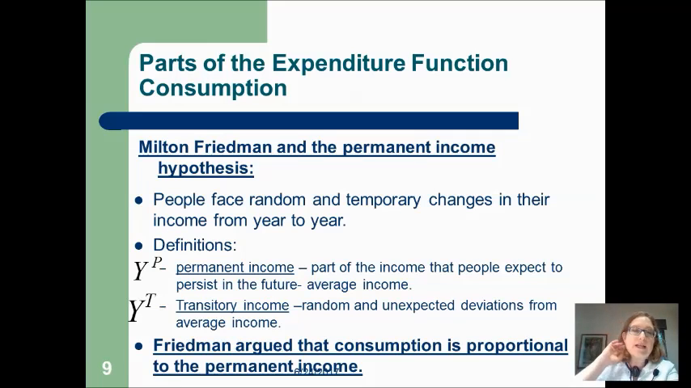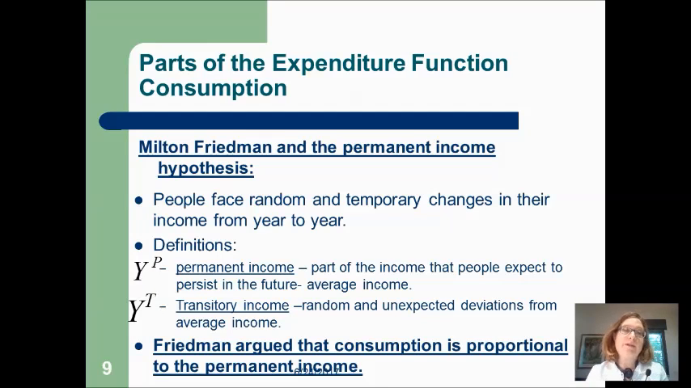Now, Milton Friedman took the Modigliani idea and offered an even more precise way to look at it, and he devised the permanent income hypothesis. He said that people face random and temporary changes in their income from year to year. So if you are relying on Modigliani's idea that people want to smooth consumption, then they have to think about what happens when they experience a change in their income.